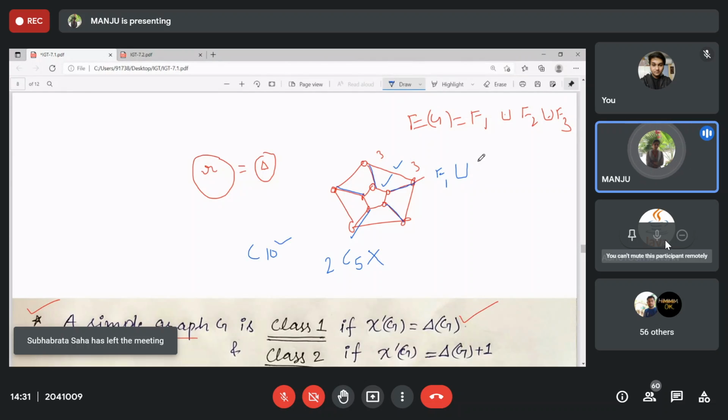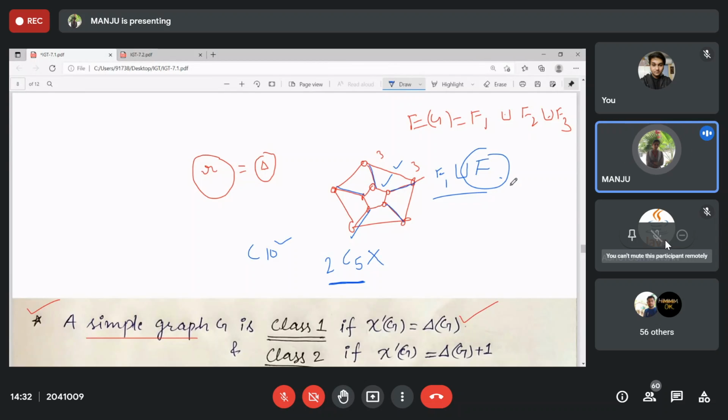So F1 with some two factor F2. This is your two factor, or let me consider this as F only, that is these lines union with 2C5. 2C5 is your two factor, right? Two factor means two regular spanning subgraph. So C5 is two regular, and combination of these is also two regular. But you cannot decompose this into further one factors. Clear? Got it?